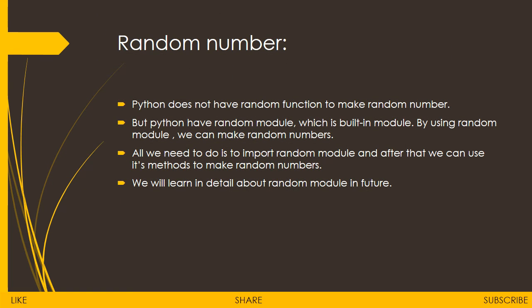Now let's learn about random numbers. Python does not have a random function to make random numbers, but Python has a random module, which is a built-in module. By using the random module, we can make random numbers. All we need to do is import the random module, and after that we can use its methods to make random numbers. We will learn in detail about the random module in the future.